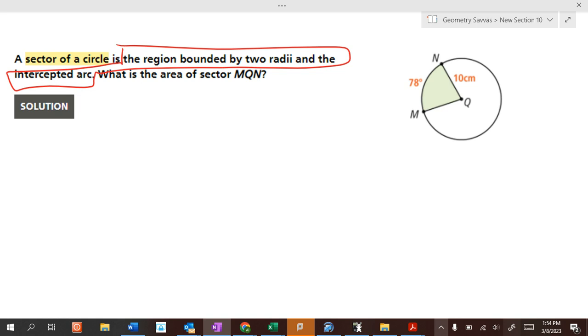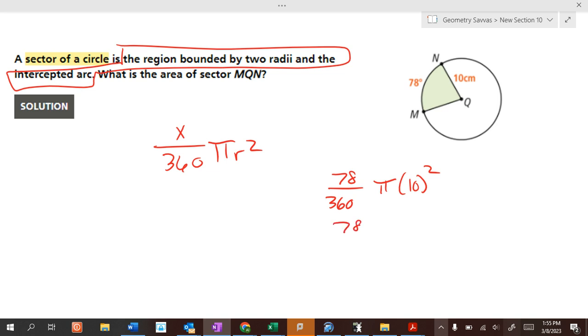So we go about this kind of the same way. If we were finding the area of the circle, it'd be pi r squared, right? But we're only finding the area of part of the circle. How much of the circle? Well, however much out of 360. So in this case, we're finding 78 degrees out of 360 times pi 10 squared. Well, I know 10 squared is 100. 100 times 78 is 7,800.